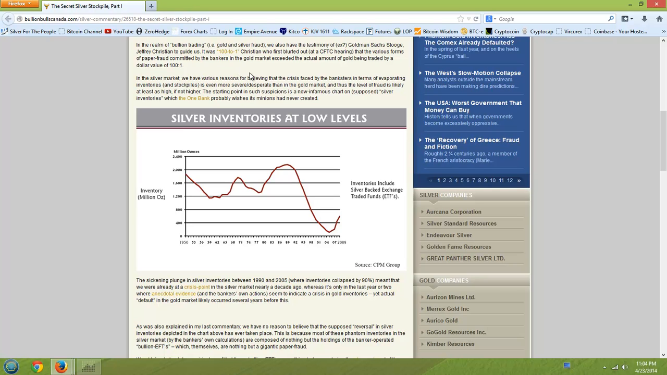In the silver market, we have various reasons for believing that the crisis faced by the bankers in terms of evaporating inventories and stockpiles is even more severe, desperate than the gold market, and thus the level of fraud is likely at least as high, if not higher. The starting point in such suspicions is the now infamous chart on supposed silver inventories, which the one bank probably wishes its minions had never created.